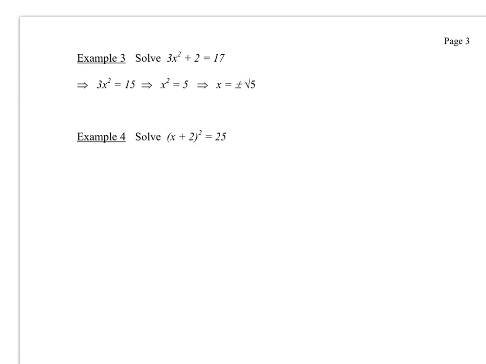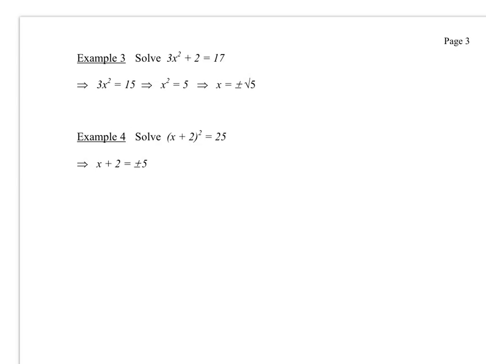And finally, for example 4, we have something squared equals 25. So let's think about what that something can be. When I say something, that something is the x plus 2. So that x plus 2, when we square it, is 25. So what does that tell you that x plus 2 must be? Well, that x plus 2 has to be equal to either positive 5 or negative 5.